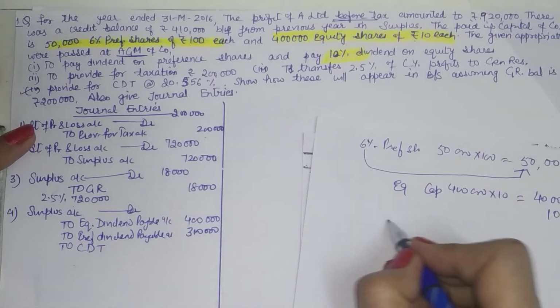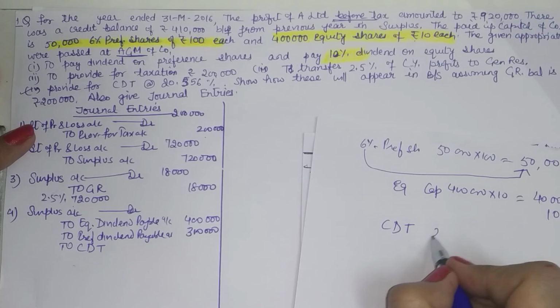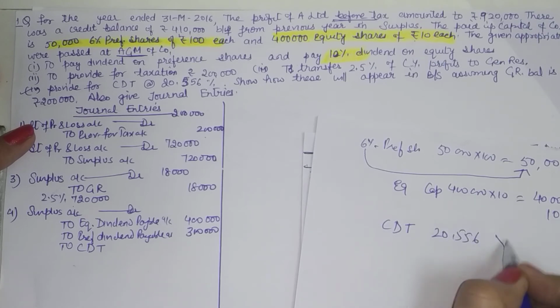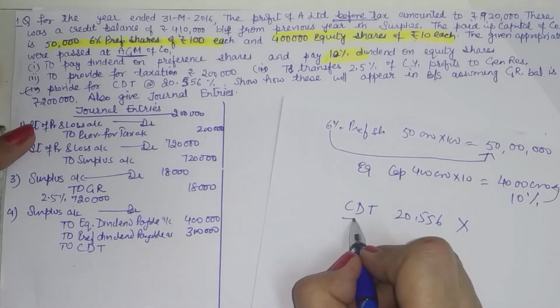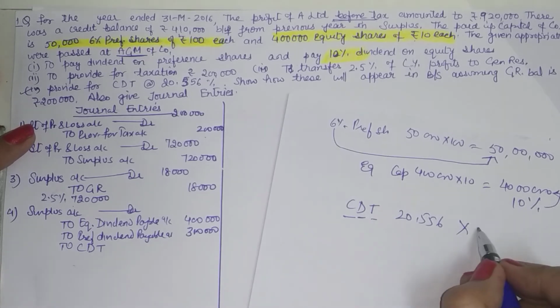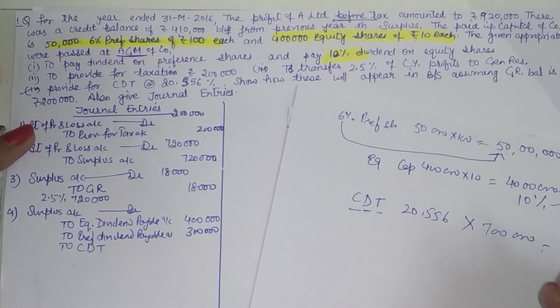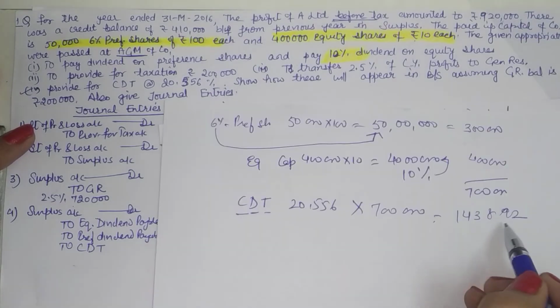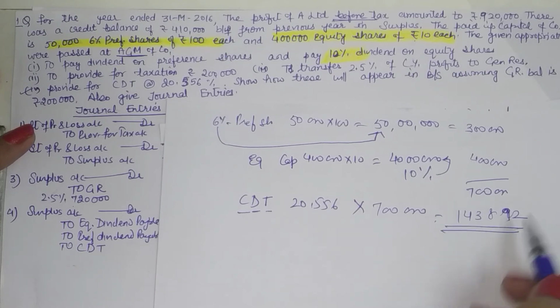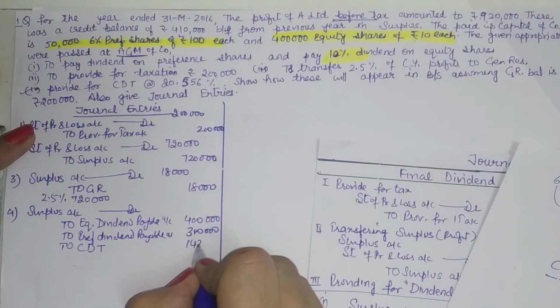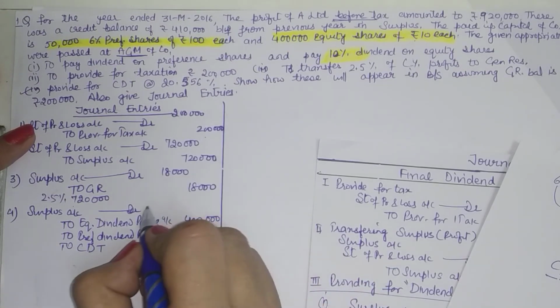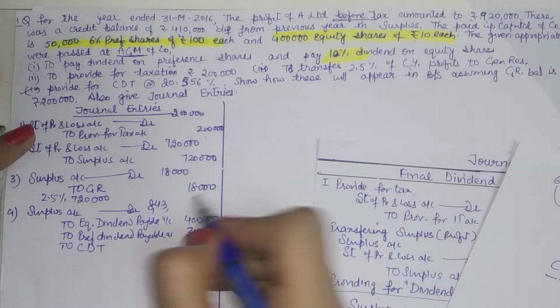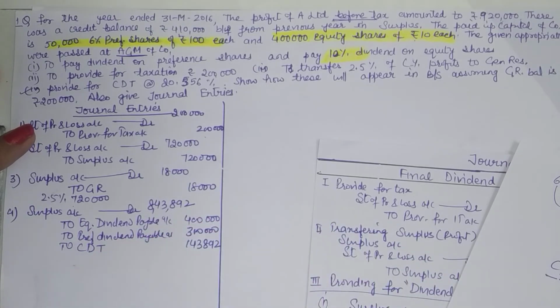Now on this, CDT is payable at the rate of 20.556%. So this is payable on dividend, corporate dividend tax, and the dividend amount is 7 lakh. So your corporate dividend tax is 1,43,892. So 8,43,892 is the amount for dividend and for CDT.